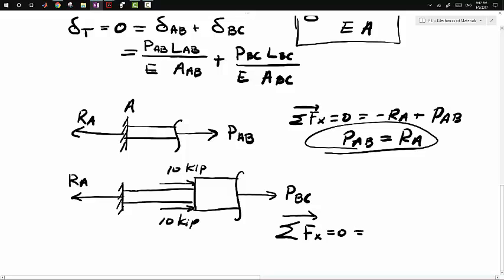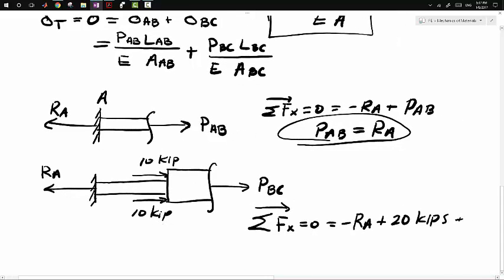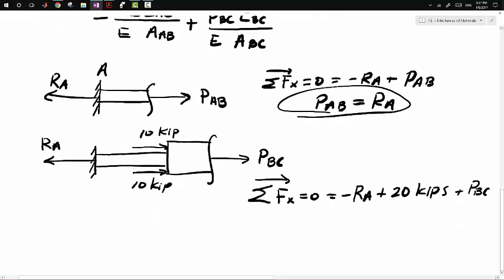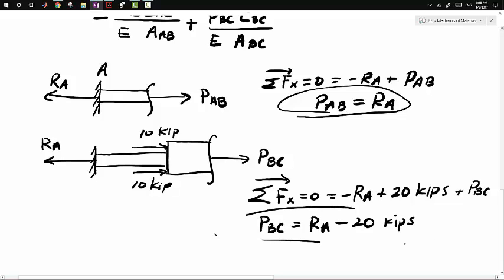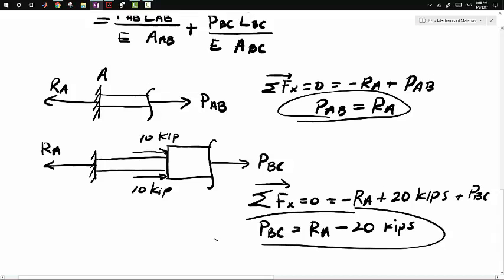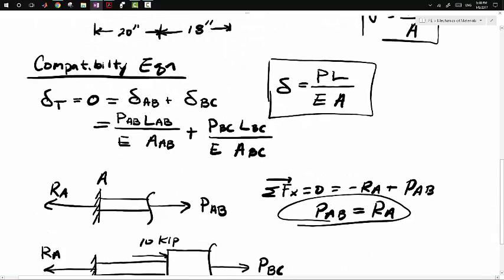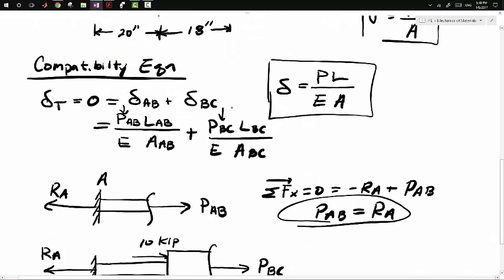This will equal minus RA plus 20 kips plus PBC, that's equal to 0, and PBC will equal reaction at A minus 20 kips. So now we have PAB and PBC, and we can plug them into here.